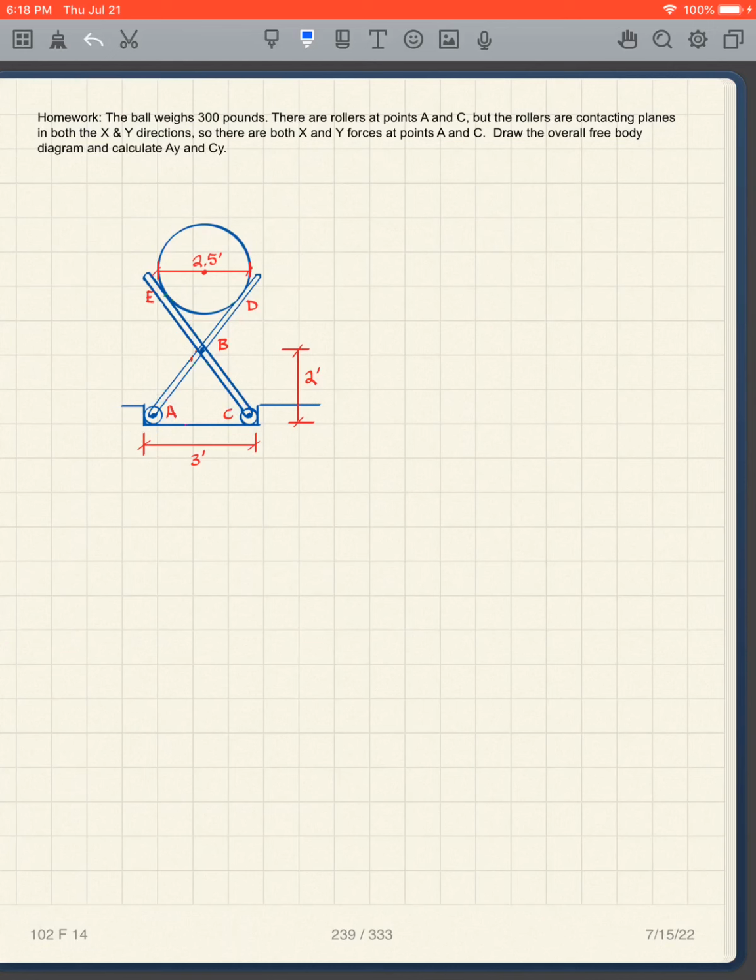Before I do the geometry, we're first going to look at the reactions at these points. Notice I only say calculate AY and CY. I don't say calculate AX and CX. So start there. Draw the overall free body diagram, and calculate just AY and CY. You don't have to calculate AX and CX. Pause the video here and do that.